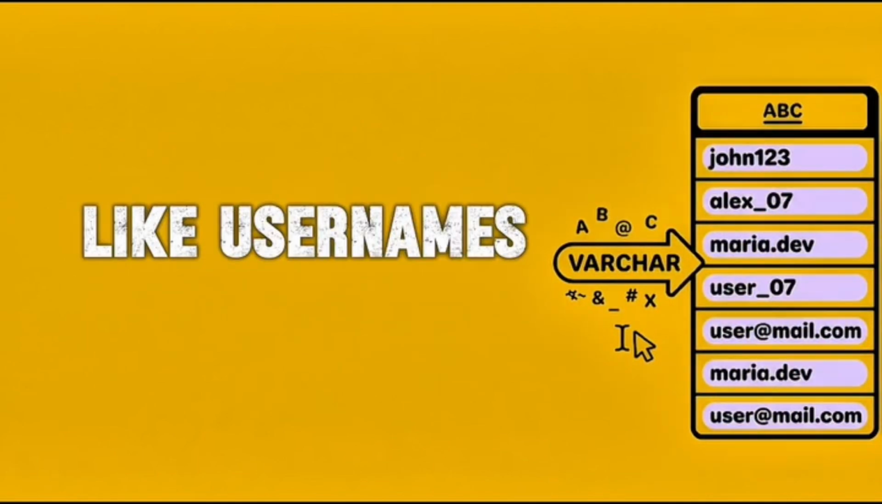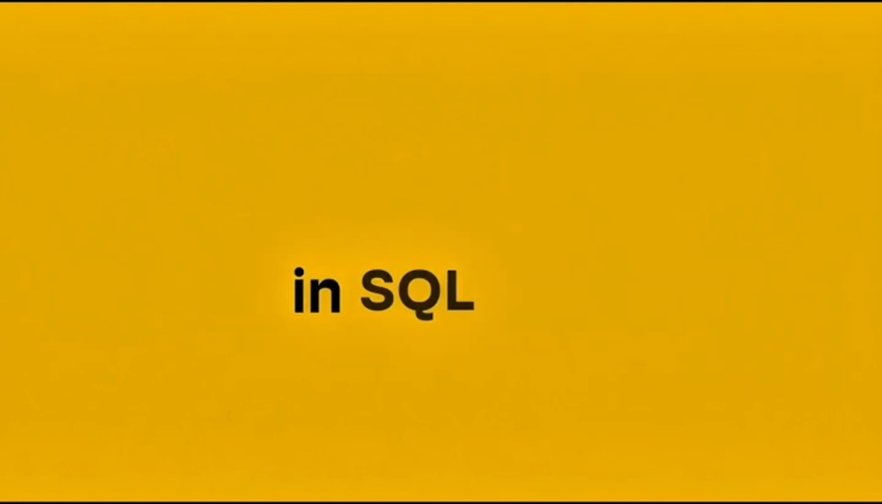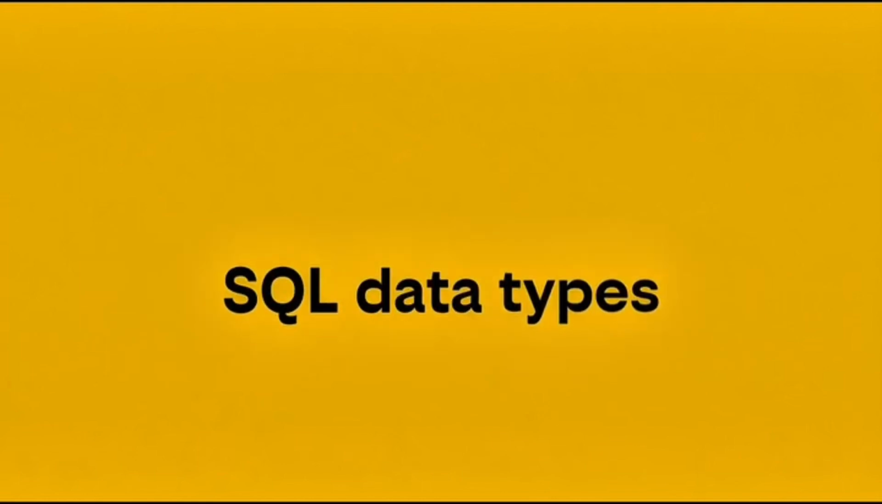Varchar is used for text values like usernames, names or emails. And followers is again int because follower count is numeric data. There are many more data types in SQL like date, float and more. So instead of making this reel too long, I created a complete PDF where I explained all SQL data types.